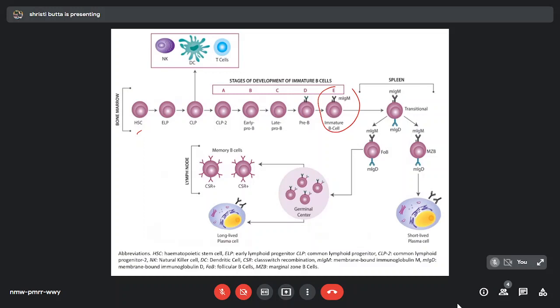Okay, it moves on into the spleen and undergoes class switching and produces different types of antibodies depending on the stimulation, and also produces what is called the short-lived plasma cell. This thereon moves on to the long-lived plasma cell. Let's see how that happens.